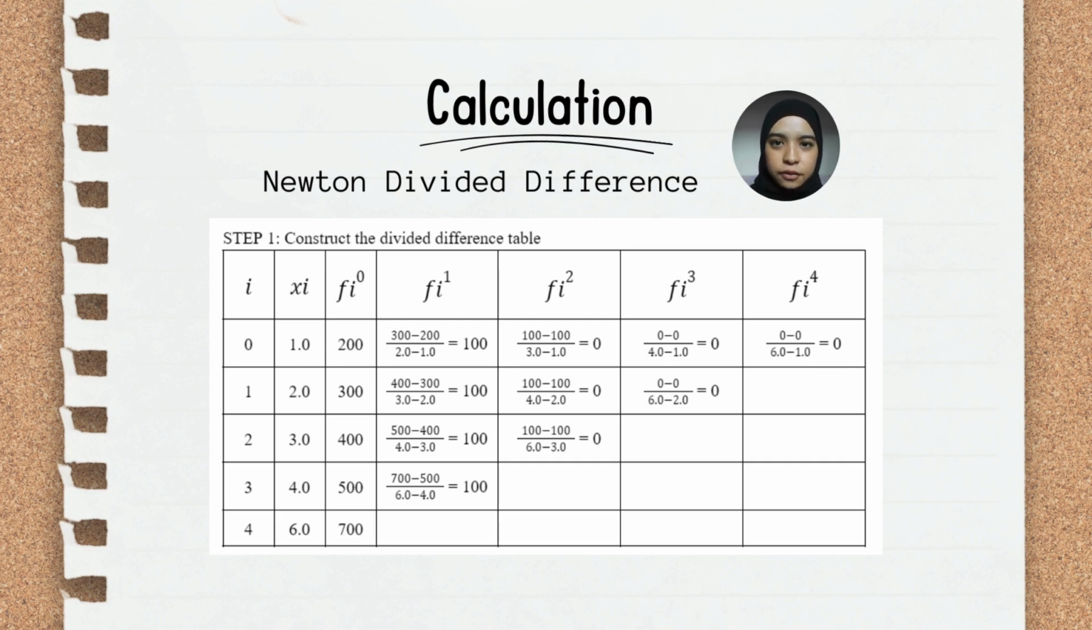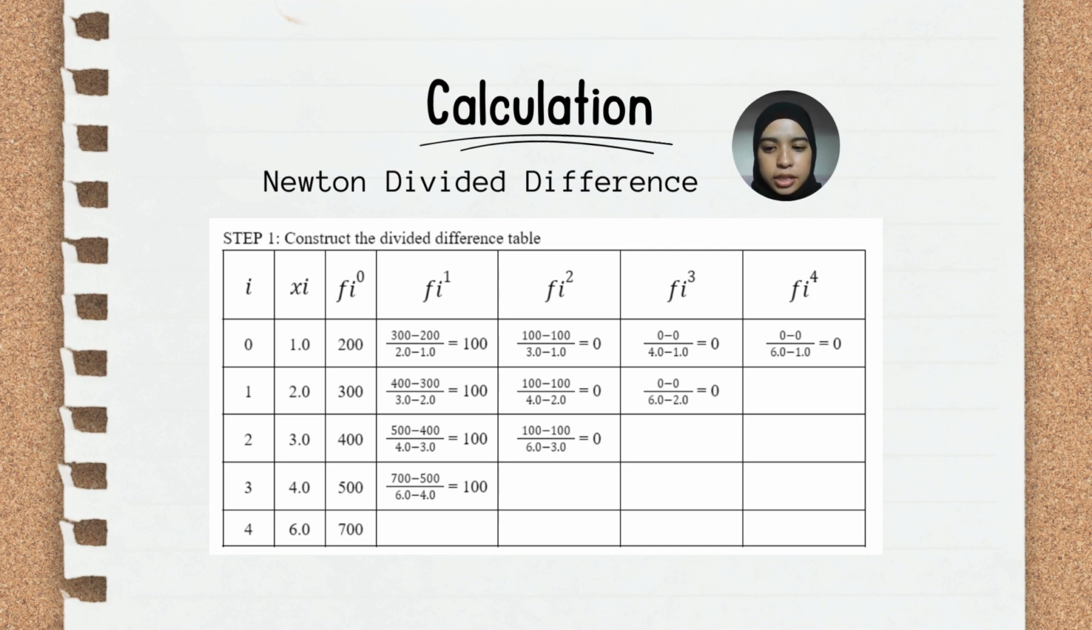Number two is the divided difference table, which organizes data and calculations for constructing the polynomial. The columns are i, which is the index of the data point, xi, the value of the independent variable for the data point, f[xi] of 0, which is the value of the function f(x) at the data point, f of 1, which is the divided difference of increasing order, followed by f of 2, f of 3, and f of 4.